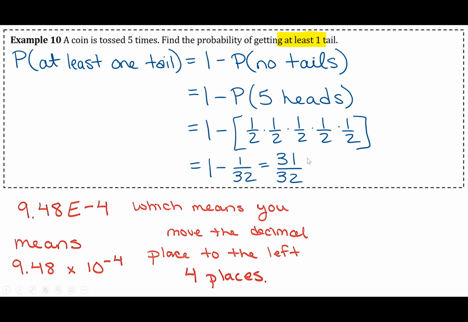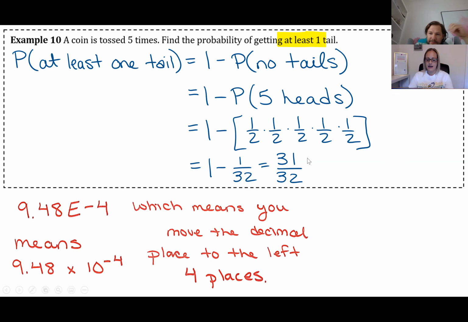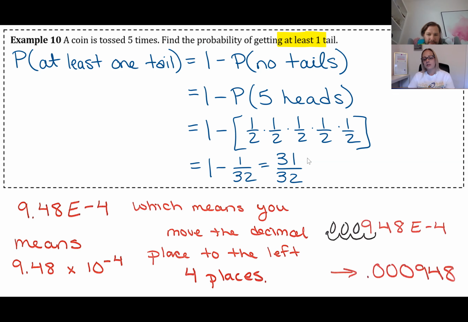And it cannot do it for you. You actually have to sit there and apply the scientific notation. So E -4 means that you're multiplying by 10 to the -4th power, which all in all just means you need to move the decimal place to the left 4 places. So 9.48 E -4, jot that down on your paper and move your decimal place to the left 4 spots. So that's really the number 0.000948.